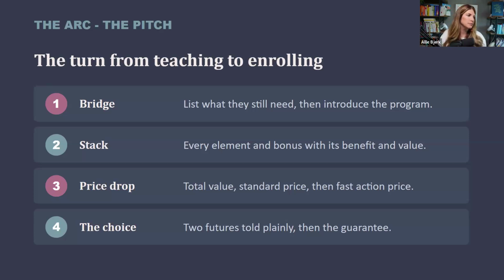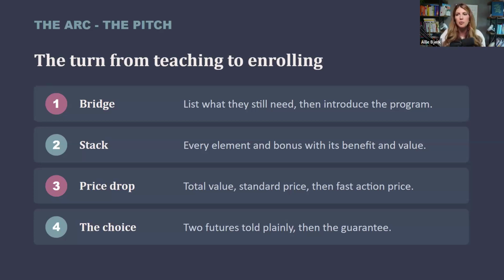And then, after you tell them what is possible, you say, with this program, you're going to be a great student, you're going to master school, you're going to have a plan, you're going to know how to get the result. Or if you don't jump into this program, maybe you keep waiting, maybe it's another school year that passes, or maybe things never change.